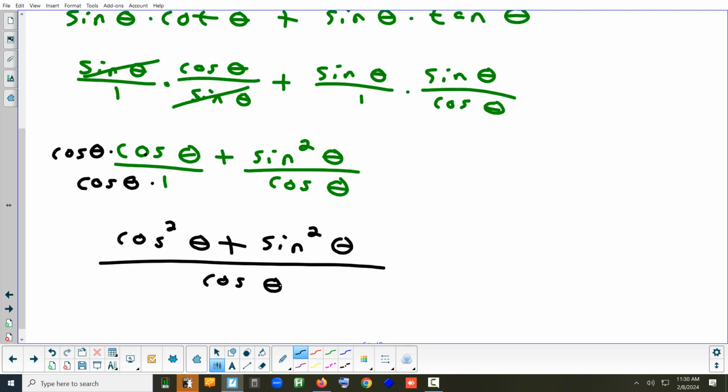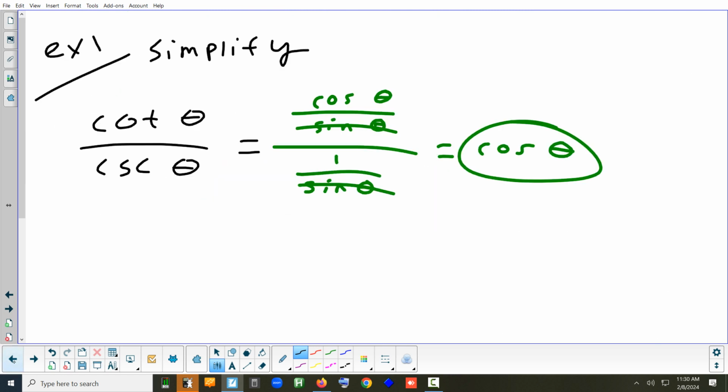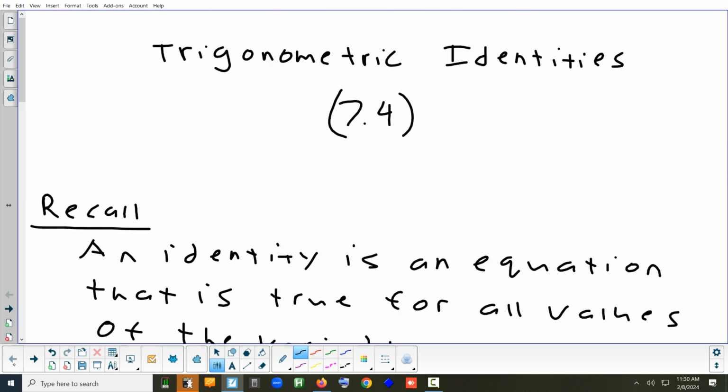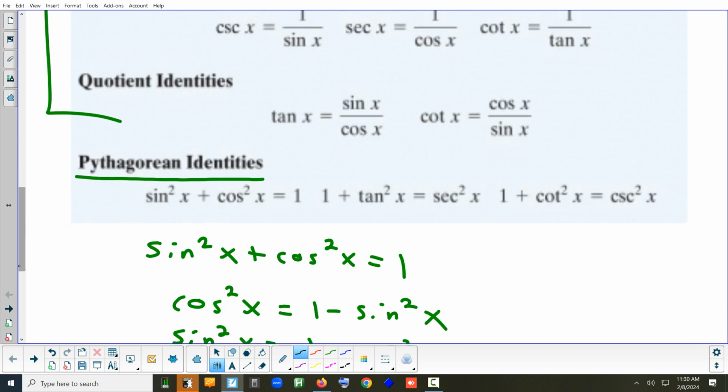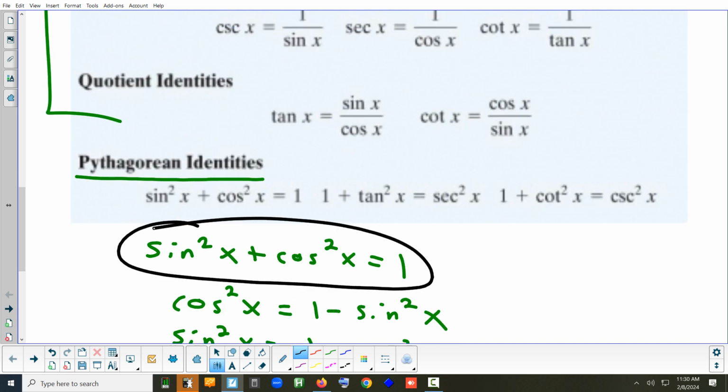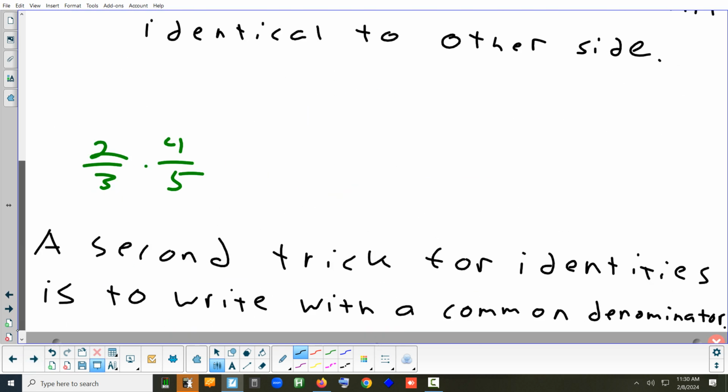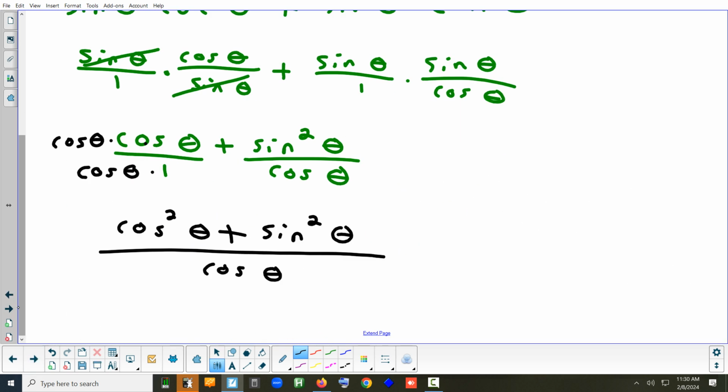Is it one of the identities? There is an identity in that problem, yes. What's the numerator? We said earlier sine squared plus cosine squared equals 1. That's exactly what you have in the numerator right now. You have cosine squared plus sine squared. So the entire numerator turns into 1. And 1 over cosine is secant.